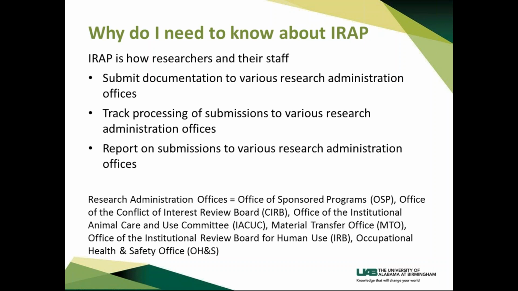And then down at the bottom of this page, I've just spelled out what our research administration units are. It's, again, a series of acronyms, an alphabet soup. Our OSP office is the Office of Sponsored Programs, and that's where you submit your grants and contracts. The Conflict of Interest Review Board office, or the CIRB, is where they look at any financial interest that you disclose and determine whether you have any conflicts with your research. The Office of the Institutional Animal Care and Use Committee, or IACUC, reviews all research that involves animals.